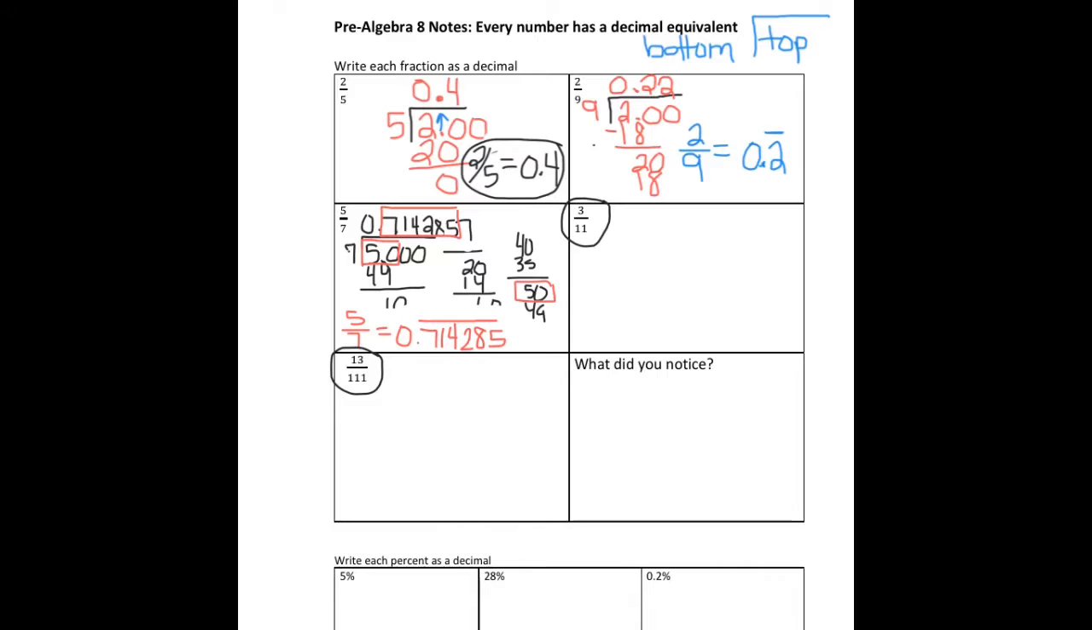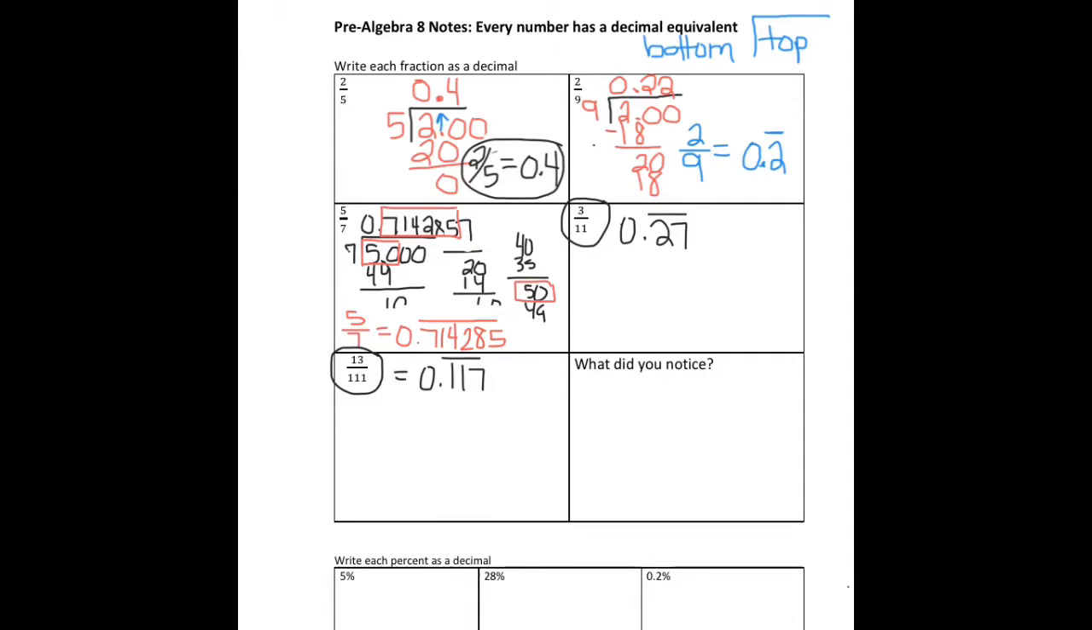All right, welcome back. Hopefully you have finished and you discovered that 3 divided by 11 equals 0.27 repeating. That 27, 27, 27 goes on forever. What about the next one? What about 13 divided by 111? Hopefully you discovered that 13 divided by 111 equals 0.117, and that 117 repeats itself.